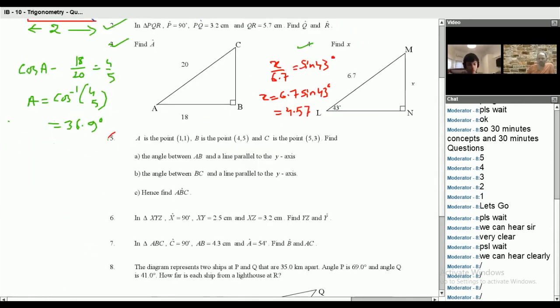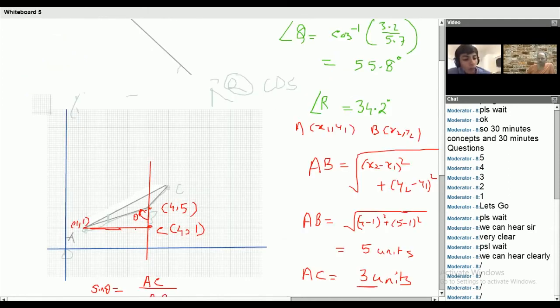Okay. Yes. So let's come to the second part of this. It says the angle between BC and a line parallel to y-axis. So let's quickly move to this. They are saying BC and parallel to y-axis. So how are we supposed to find this? Let's not consider C, it is already there. This point is D, because C is already there.